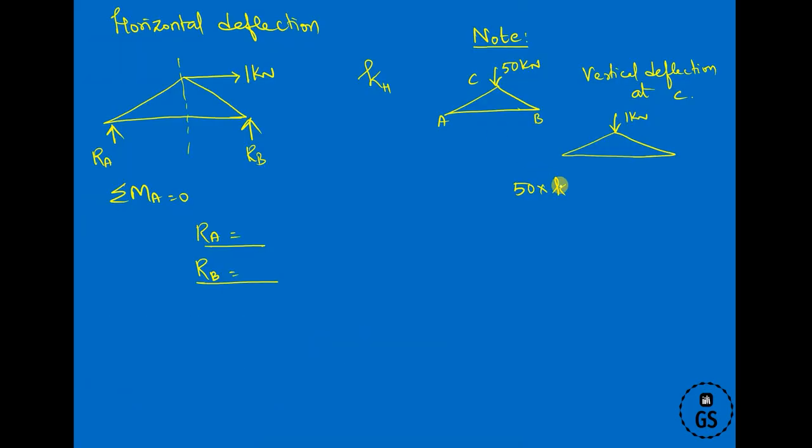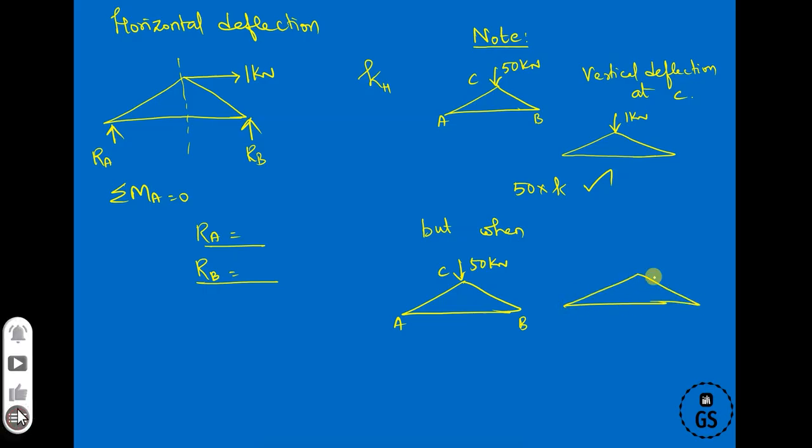So this condition is applicable, but when your load is over here, 50 kilonewton at point C, and now I need to find the vertical deflection at point B, in this case this condition does not exist, so we can't directly substitute the multiplication. So we need to resolve the forces for the real forces separately and the virtual forces separately.